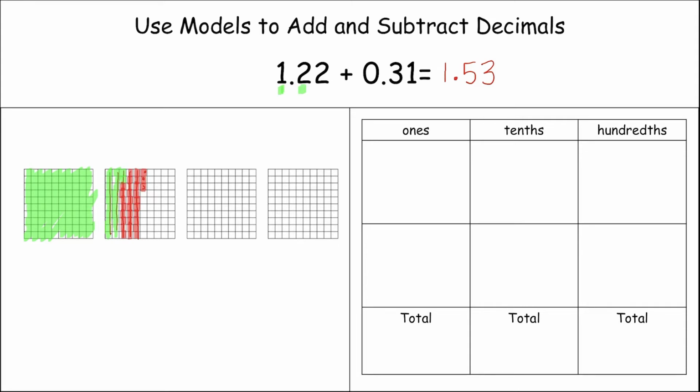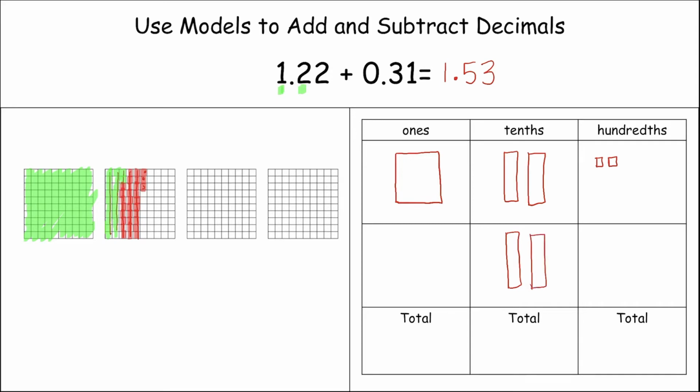So for our first one, we have one group, we have 1, 1. We have 2/10, 1/10, 2/10, and we have 2/100ths, 1, 2. And now for this one, I don't have any ones, but I have 3/10, 1, 2, and 3. And I have 1/100th. And now I'm just going to add it up.